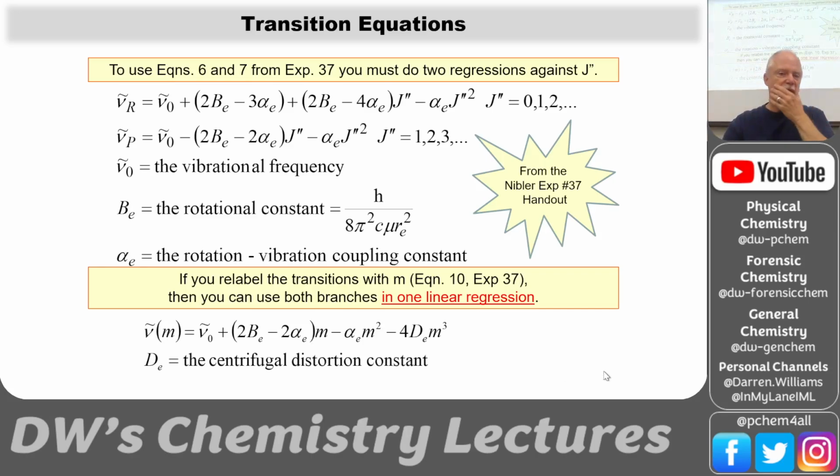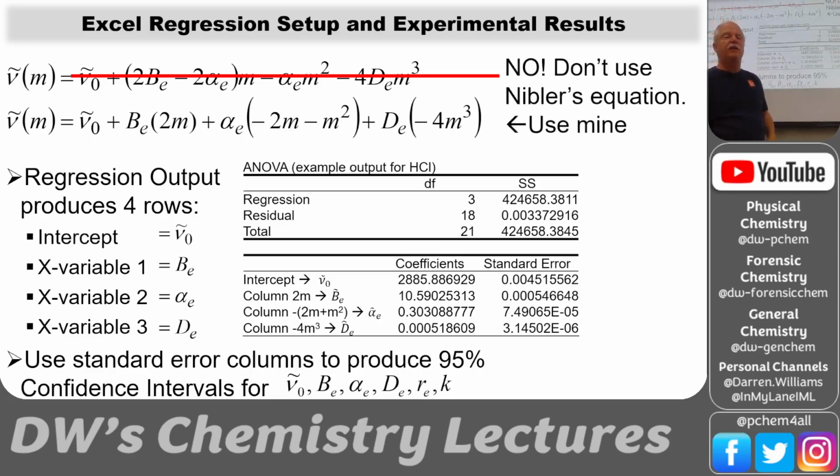So, last two slides. This is the handout that you're going to be reading. This Nibler lab is from this book. Nibler is the author, and he suggests using this equation relative to M, using a polynomial in M squared, M cubed. But I did some algebra on this because we don't care about M. We want alpha E, we want D E, we want B E. So don't use the Nibler equation, use mine. Use this one. Do a little algebra, and then you get those constants by themselves. And then you make columns of those constants. So these are going to be the columns in Excel.